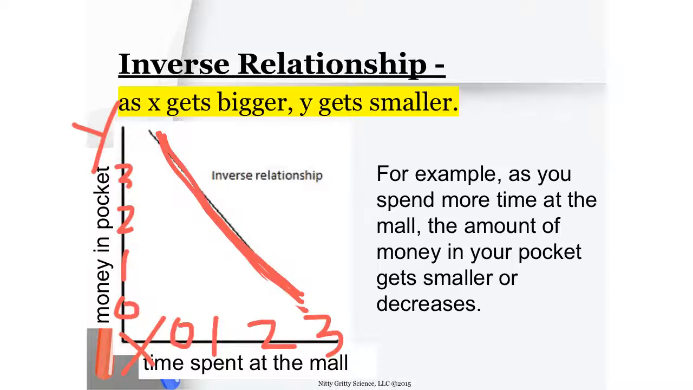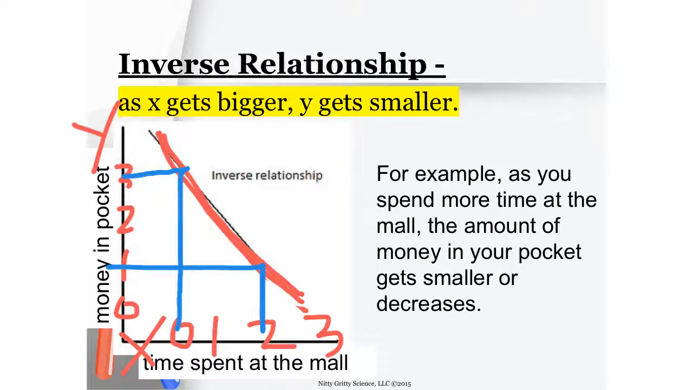And then, just to give you an idea of how I think about graphs, it might help you as well, it's helped my students in the past. Think about it this way. Let's say I haven't been at the mall for very long, right? Just got there, 0 time at the mall. If you follow that number straight up to the line of the graph and then follow it straight over, that means that I have $3 in my pocket. But if I spend more time at the mall, let's say I spend 2 hours at the mall, follow that straight up to the graph line, and then follow that over, I only have $1.